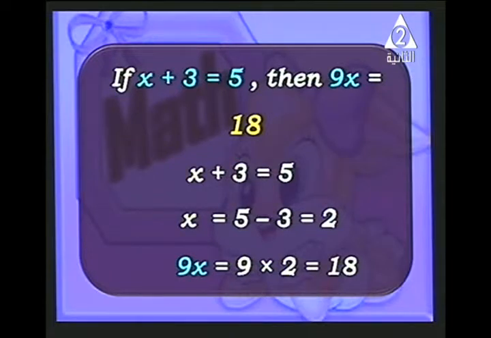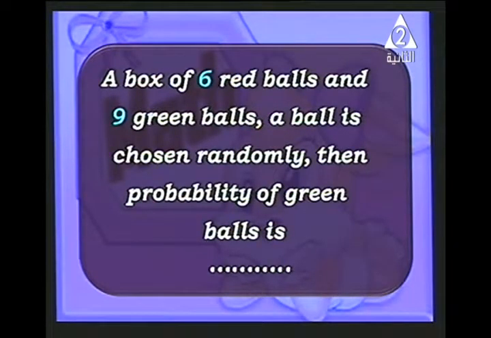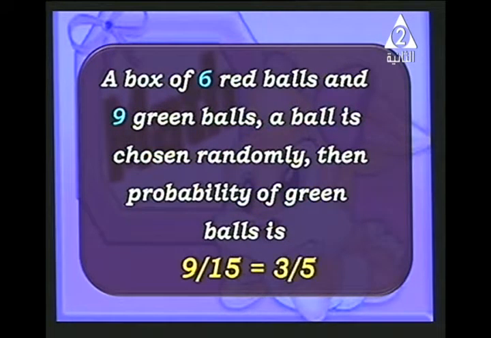Another example. A box of 6 red balls and 9 green balls. A ball is chosen randomly, then the probability of obtaining a green ball is what? First of all, you know that you have 9 green balls and 6 red balls. What about their total? Their total will be 6 plus 9 to give 15. Then what about probability of the green balls? Yes, it is equal to 9 over 15, which is reduced to obtain a result as 3 over 5.